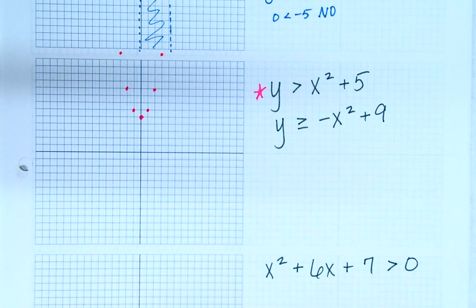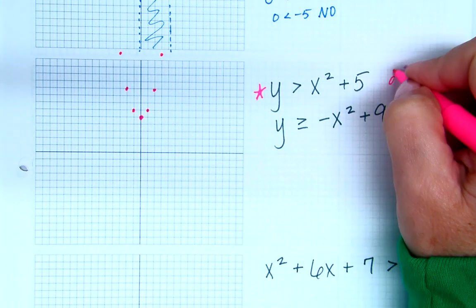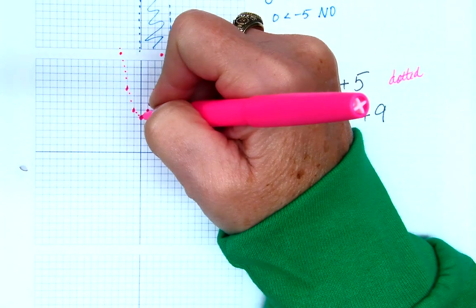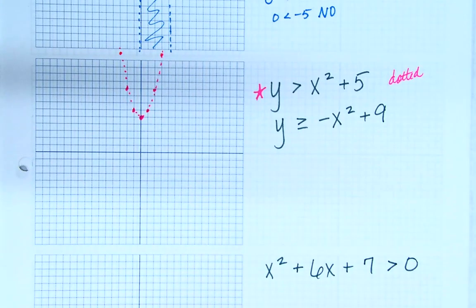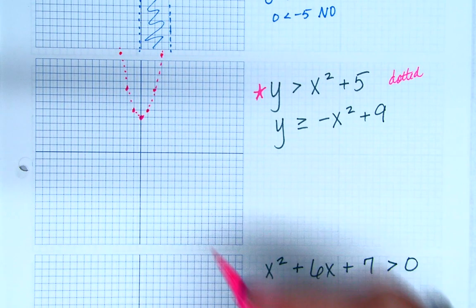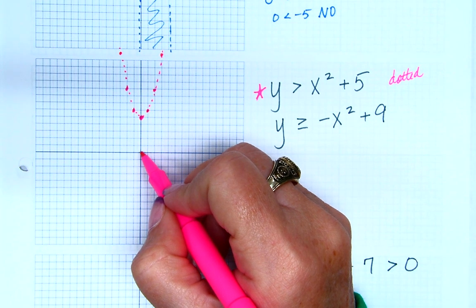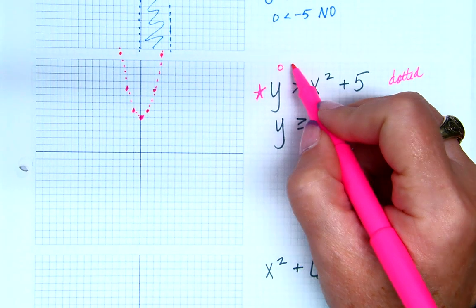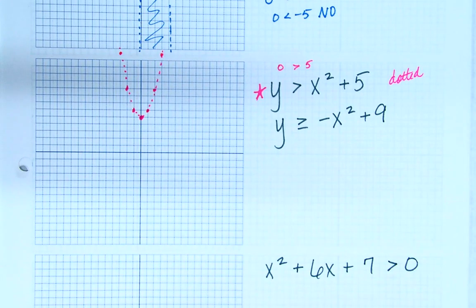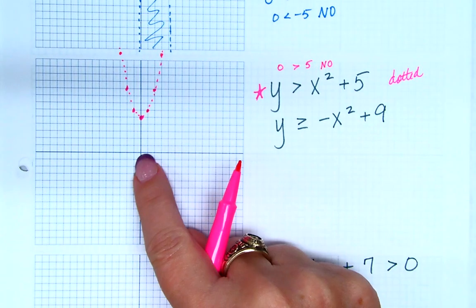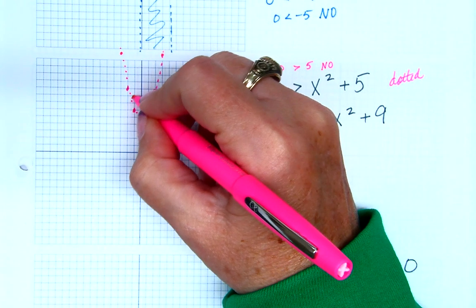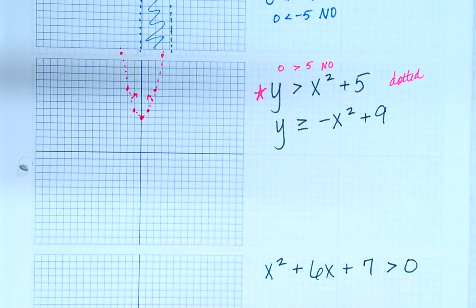Now, is this dotted or solid? It is dotted. Now, I'm not going to shade, but if I were to shade, would it be inside or outside? Well, let's pick 0, 0, right? 0 is greater than 0 squared plus 5. Well, 0 squared is 0, so 0 is greater than 5. That's a no. So I don't shade where the origin is, and where is the origin? Outside, so where would I shade? Inside. So I'm just going to tell myself that's where I would have shaded. Okay?